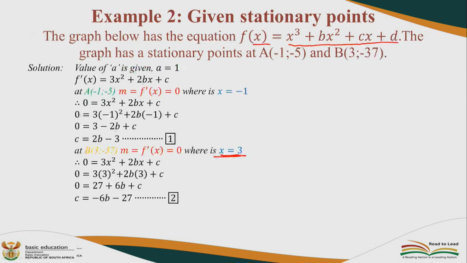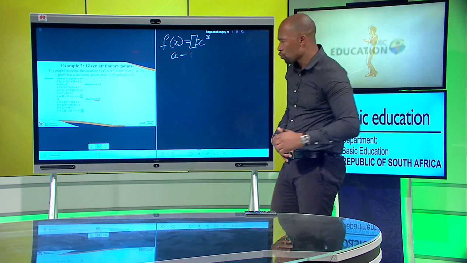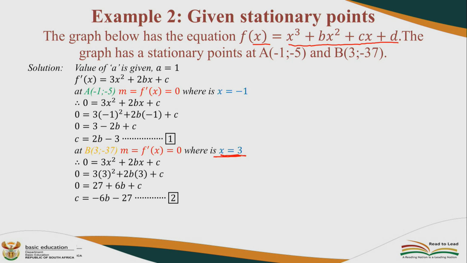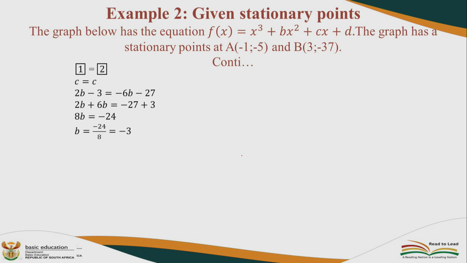You equate the two equations. Why two equations? Because they're both having the same subject of the formula. It is c is equal to in equation 1, and also c is equal to in equation 2. So I can just equate the two and have what we see here. Equation 1 is equal to equation 2, and then c is equal to c. In the place of c, I substitute those equations. I'm looking for the value of b here, and then I get that b is equal to negative 3.